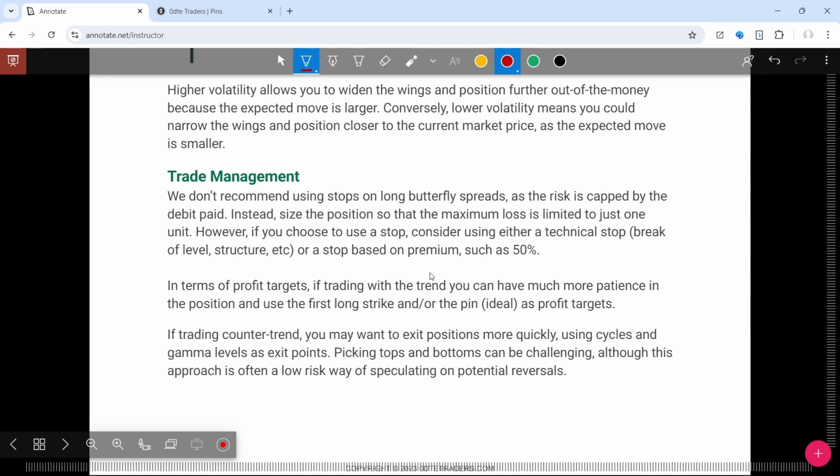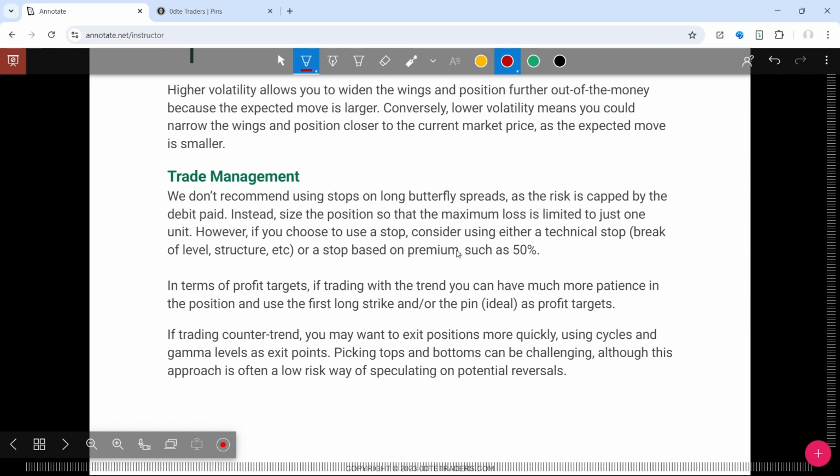So if you are utilizing full premium lost as a stop, you need to make sure you are sizing it properly. And there's a lesson on that. I'm not going to go into details on position sizing here. However, make sure you are taking appropriate risk and you're comfortable with that debit going to zero. However, if you choose to use a stop, that is completely fine.